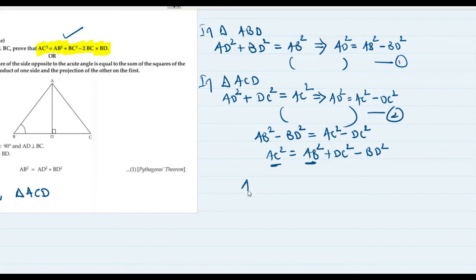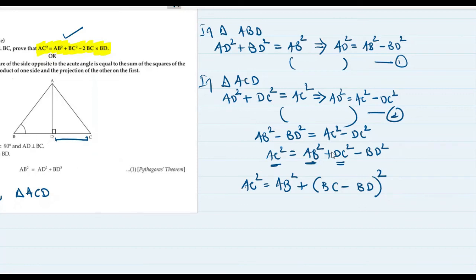What is a split form? I'm just going to show you. Just pay attention because this is getting tricky. DC I'm going to split, and you'll be asking me what I will split DC into. I will write DC as BC minus BD, the whole square. You see DC over here? What is DC? BC minus BD.